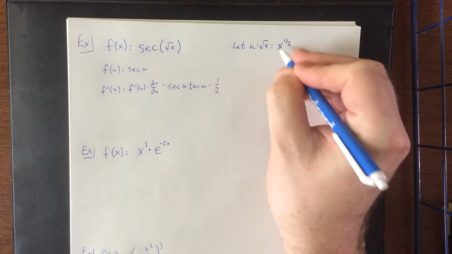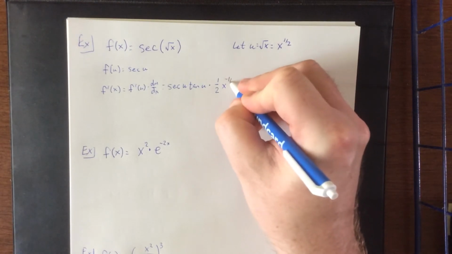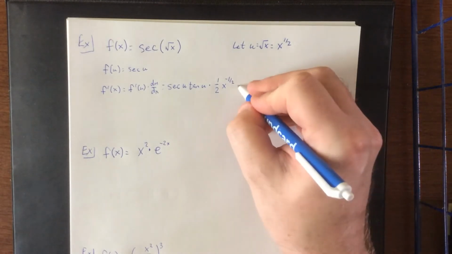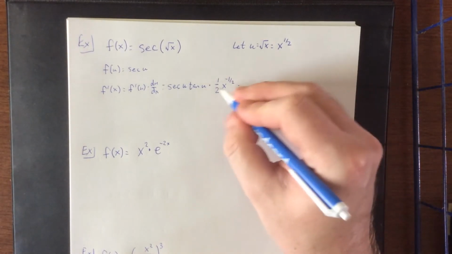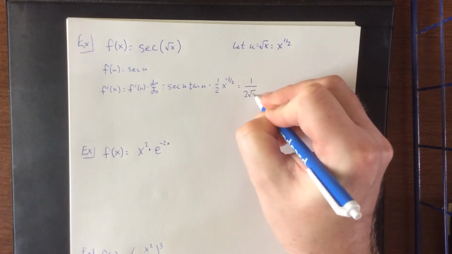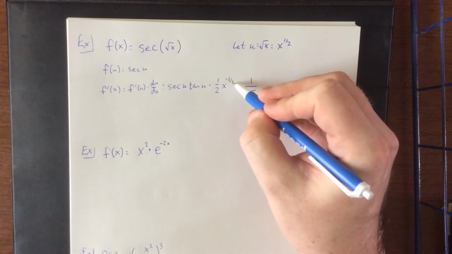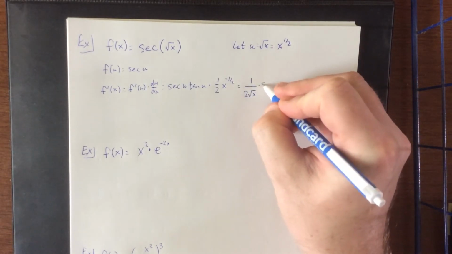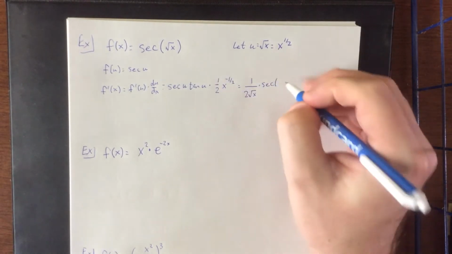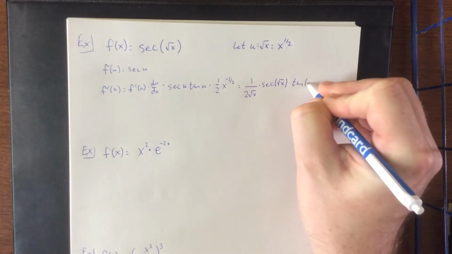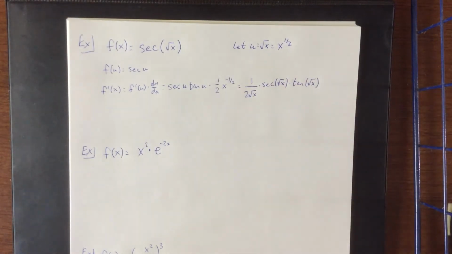Then we'll also include the derivative of x to the 1/2 power, which will be 1/2 times x to the negative 1/2 power. Substituting back and reordering a little bit, this expression here can become 1 over 2 square root of x. The x to the negative 1/2 power, negative means denominator, 1/2 means square root. And this will be times the secant of, we'll substitute back, the square root of x, times the tangent of the square root of x. And that'll do it for that one.